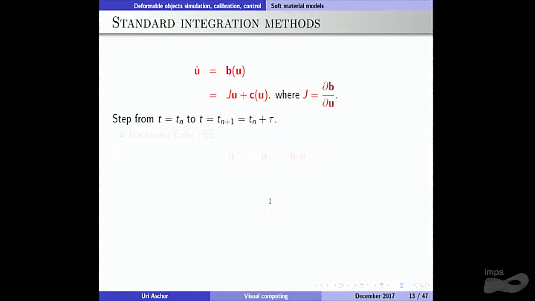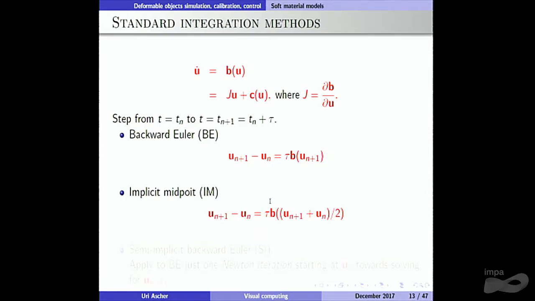So just to remind people what these methods are, if I look at a system of ODEs, the derivative of u is equal to b of u, the time derivative, and I want to step from t sub n to t sub n plus 1, step size tau, then backward Euler is just the next step solution minus the current one over the step size is equal to b sampled at the unknown u n plus 1, whereas midpoint is the same thing but sampled in the middle. It makes a big difference in the behavior of the method.